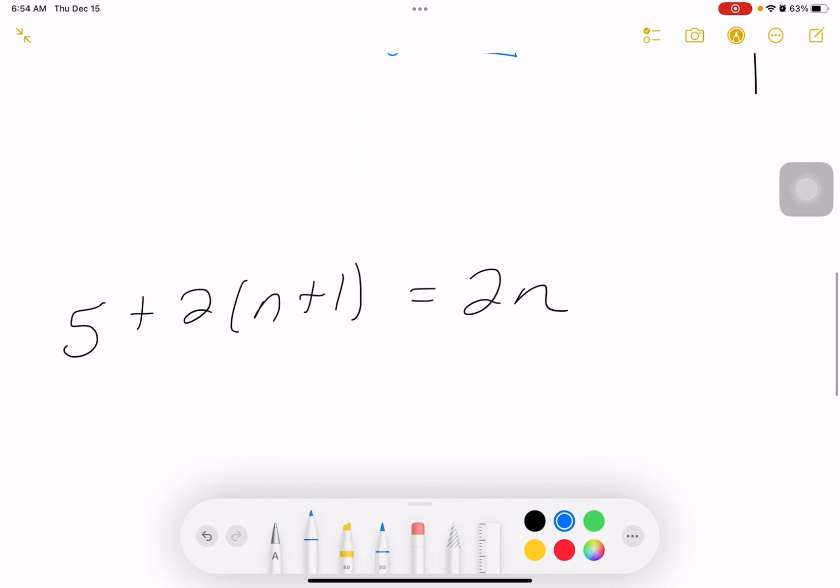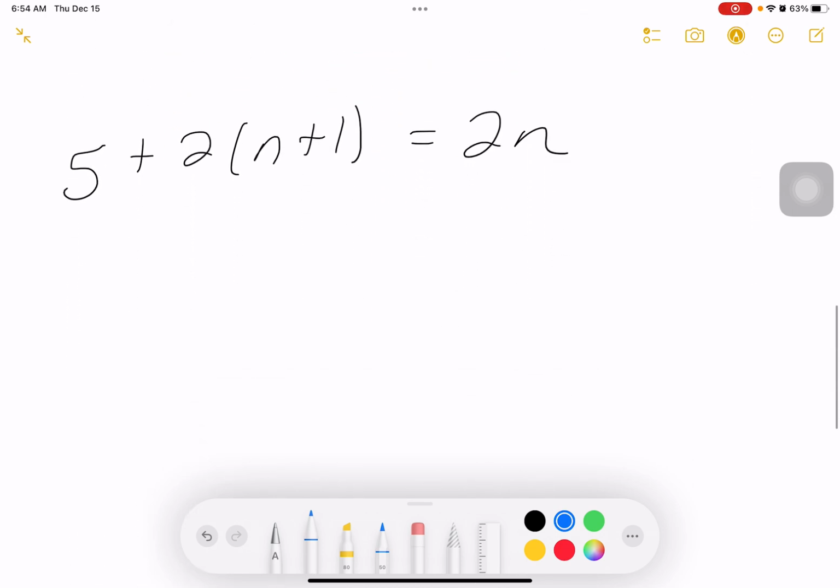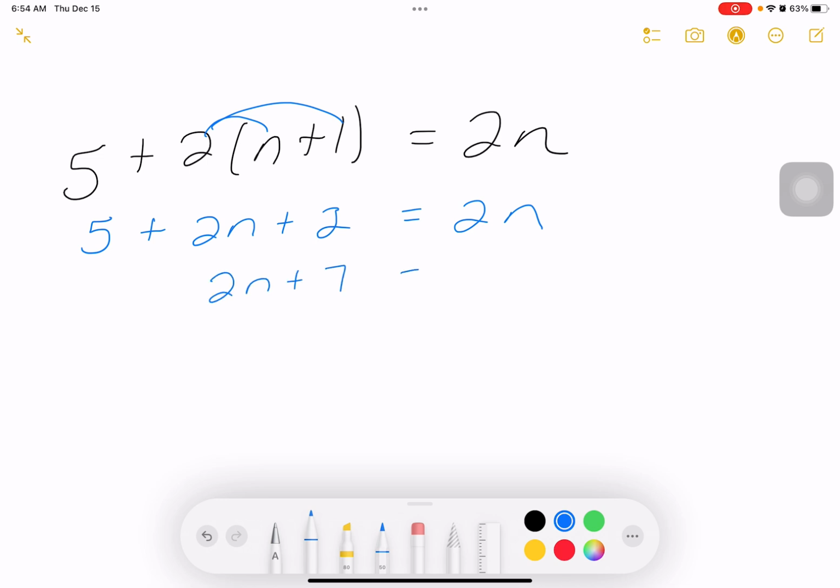All right, 2 more. This one is similar to what we did earlier. So again, I'm going to start with the distributive property. The 5 is just going to hang out there until I distribute the 2, because that multiplication comes before the addition. So 2n plus 2 equals 2n. Then if I combine my like terms, I get 2m plus 7 equals 2n.